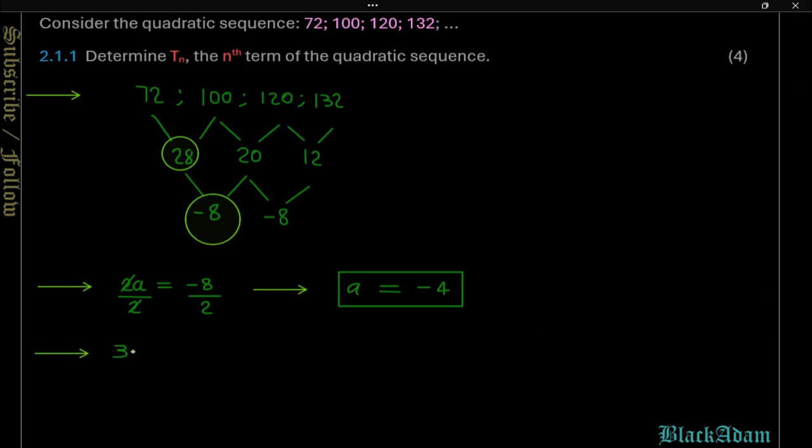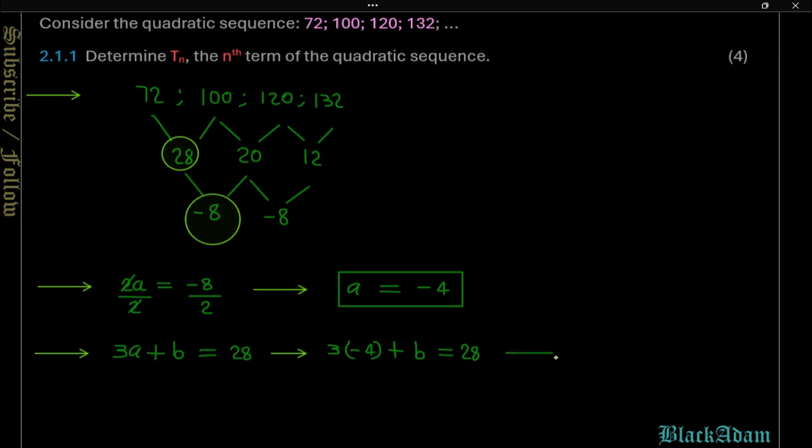Now we have 3a plus b equals 28, that's the 28 value there. Then we substitute a. Our a is negative 4, so negative 4 times 3 plus b equals 28. I just forgot to put the 3 there, I'll come back to that later. So it's going to be 28.